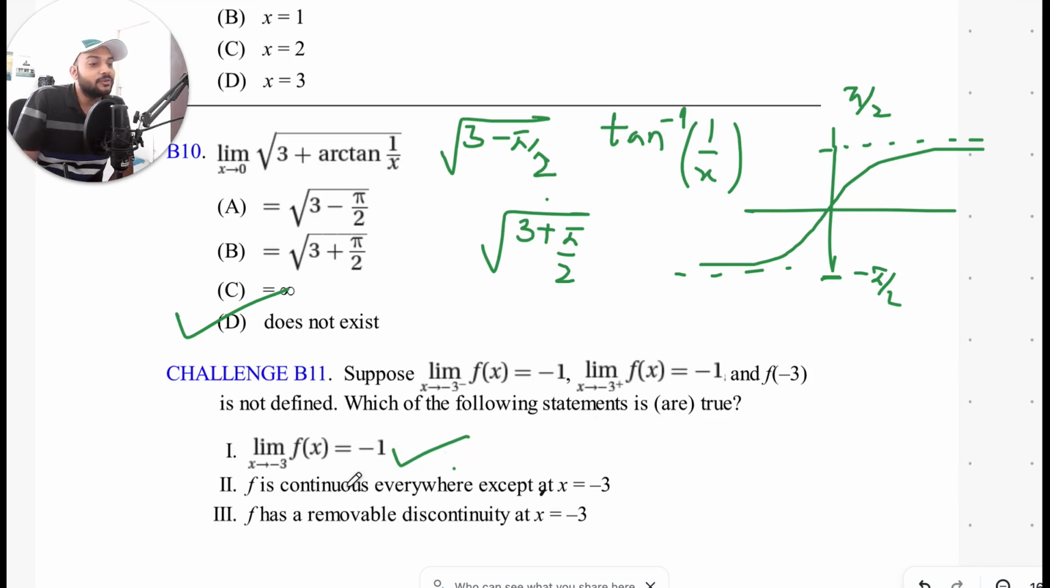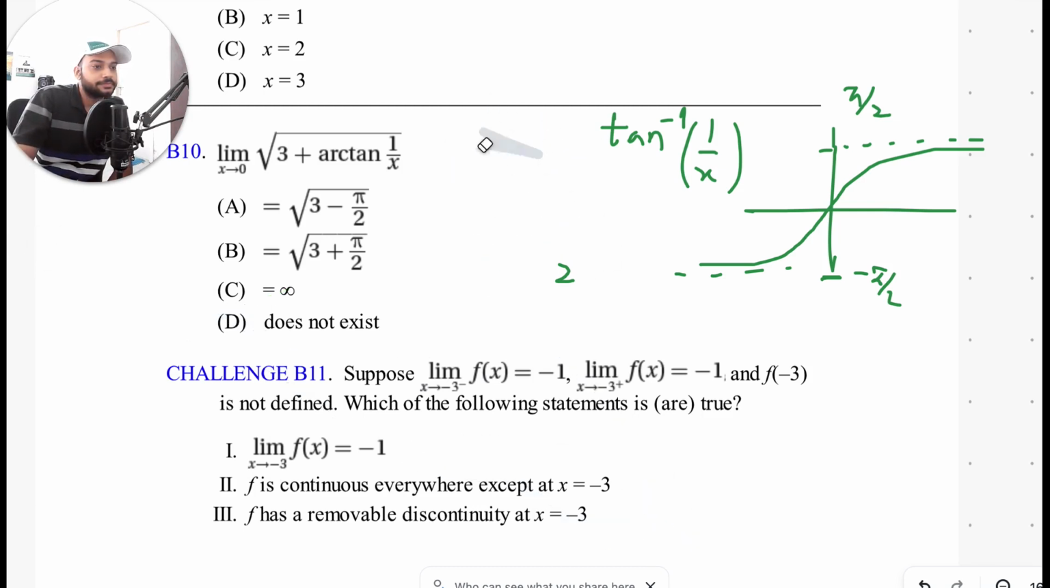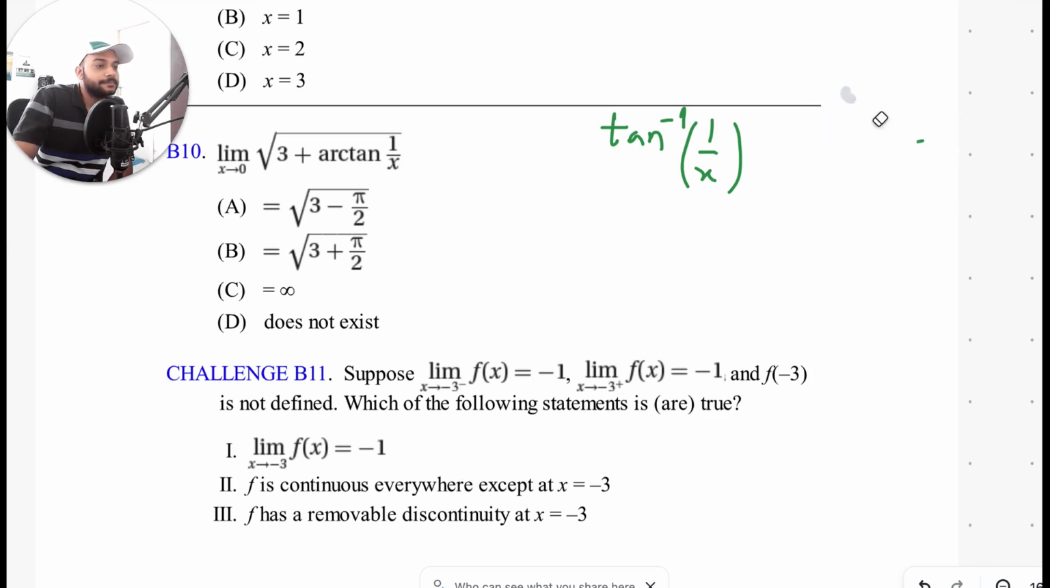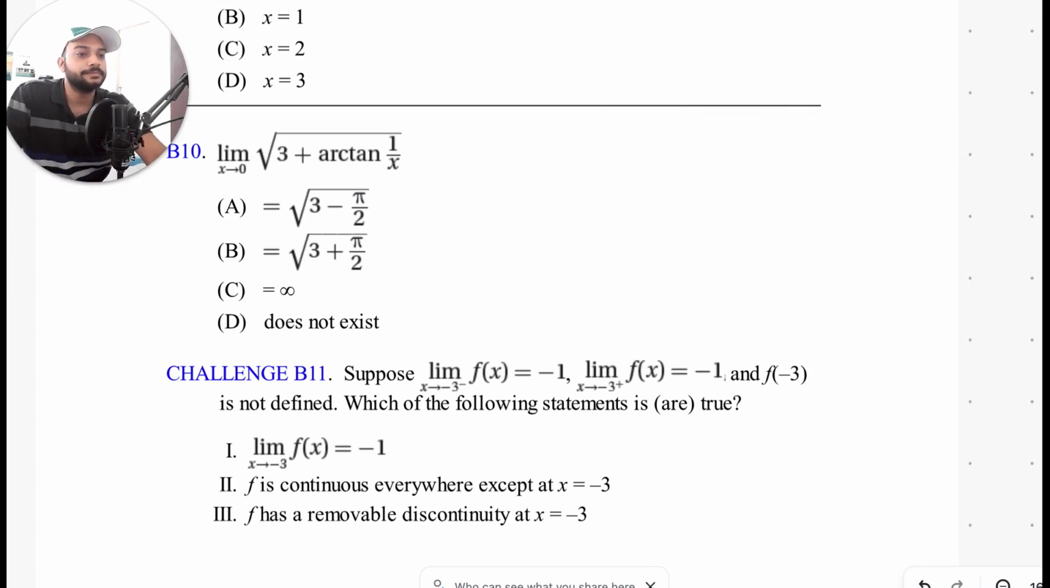This is correct. f is continuous everywhere except at x is equal to -3. At x is equal to -3, the function is not defined. So yes, it is continuous everywhere except at x is equal to -3. And it is a removable discontinuity because it's a point discontinuity. The limit exists at that point. So the function is continuing. It's just at that very point that it's not continuous. Okay. So this statement is also true. Let's look at the options. I'll turn over the page.